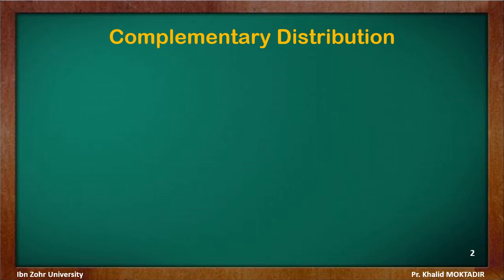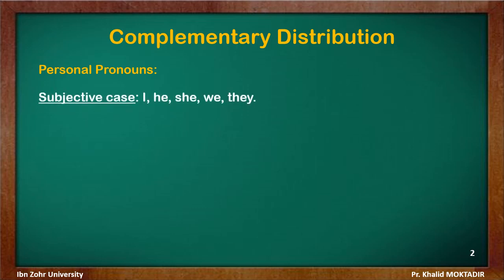Let's have a look at personal pronouns, for example. The form of a personal pronoun changes as the pronoun shifts position from the subjective case, that is when it is subject coming before the verb, to the objective case, that is when it comes after a verb or a preposition.